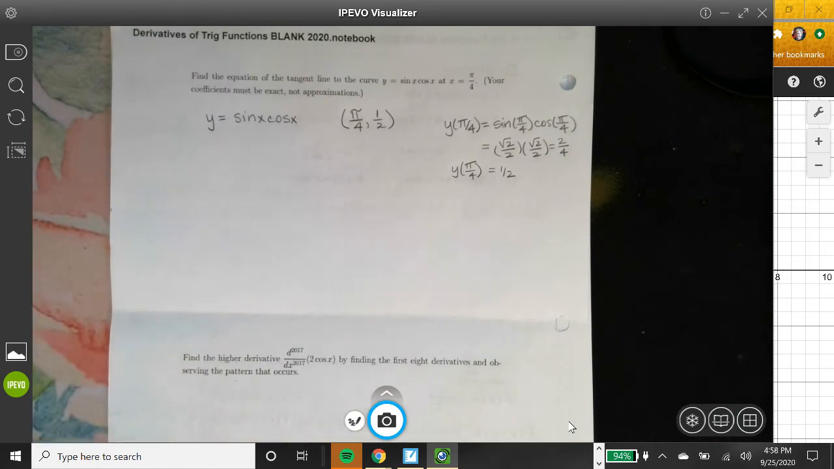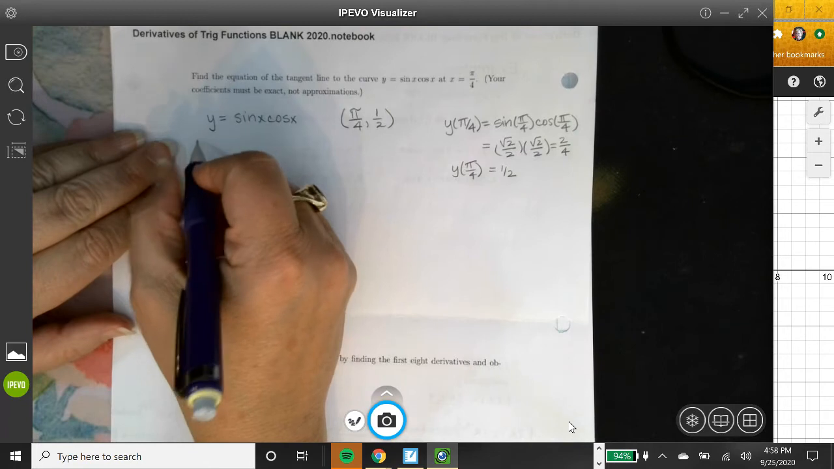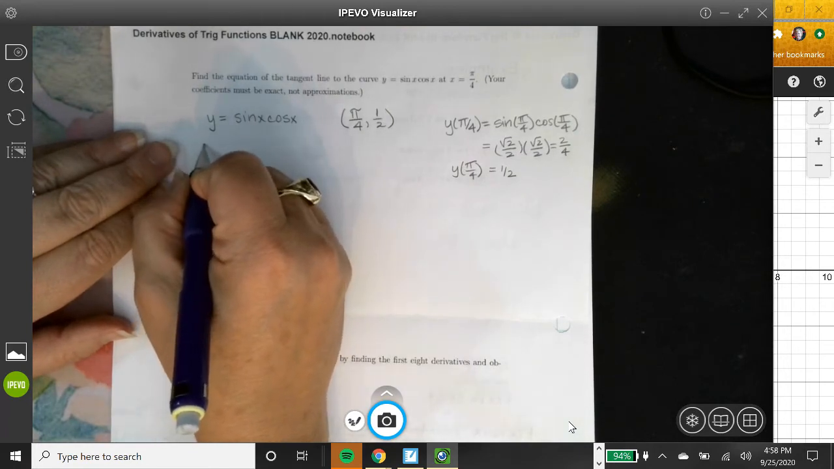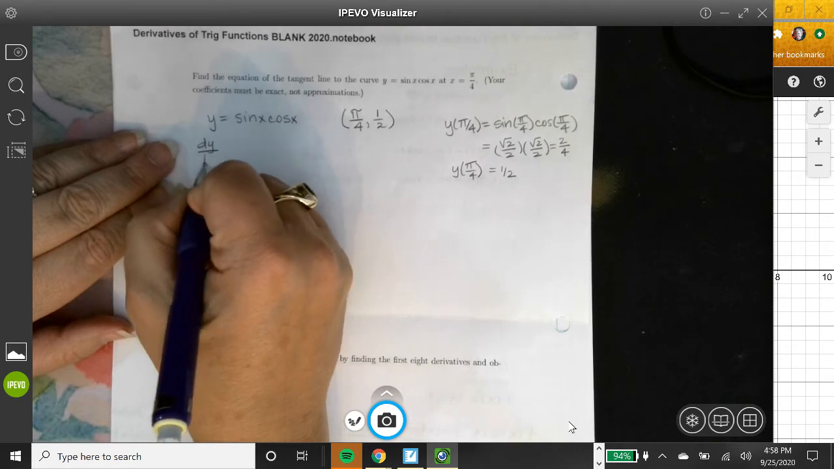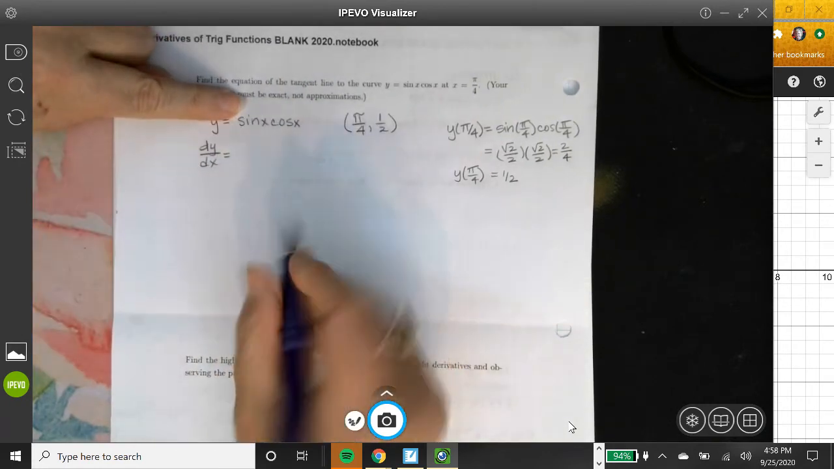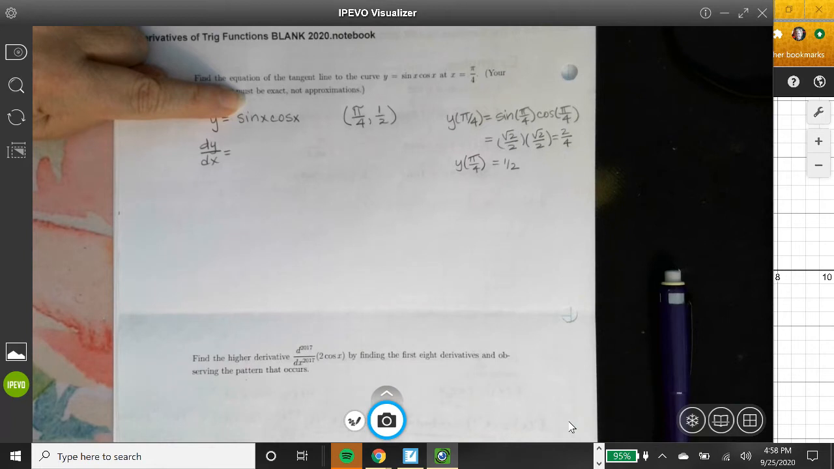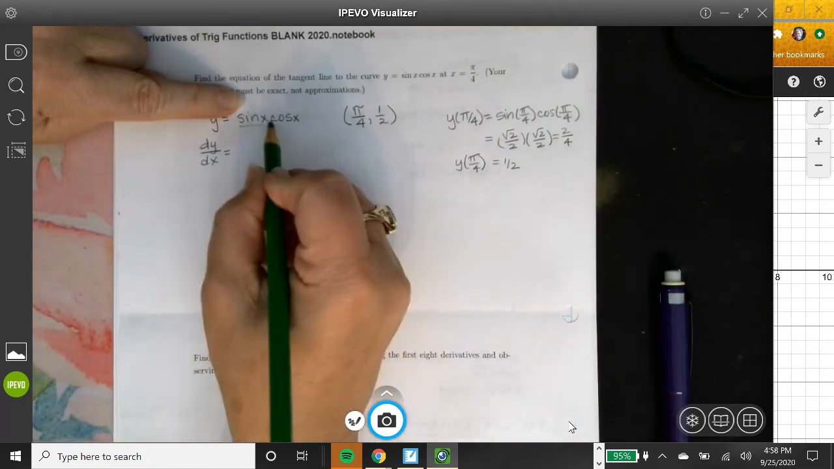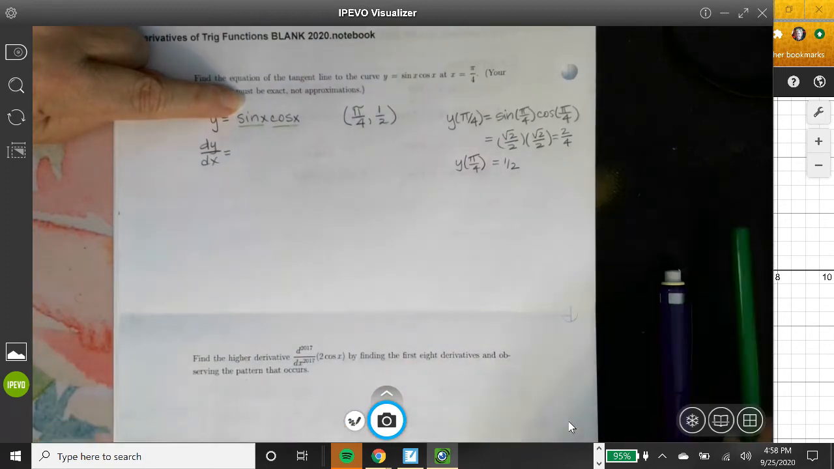Now I need the slope. Well, lucky for us, the derivative gives us a slope. So let's find the slope, the derivative. So I'm going to find the derivative and say dy dx here is equal to, well, this is a product, right? I have two functions that I'm multiplying together. And sine x is my first one and cosine x is my second one.